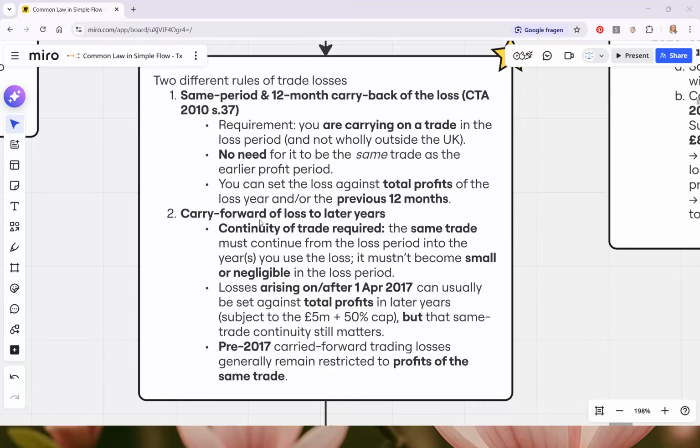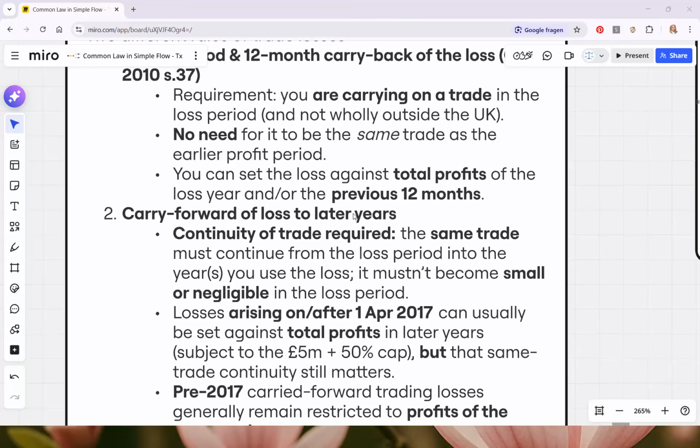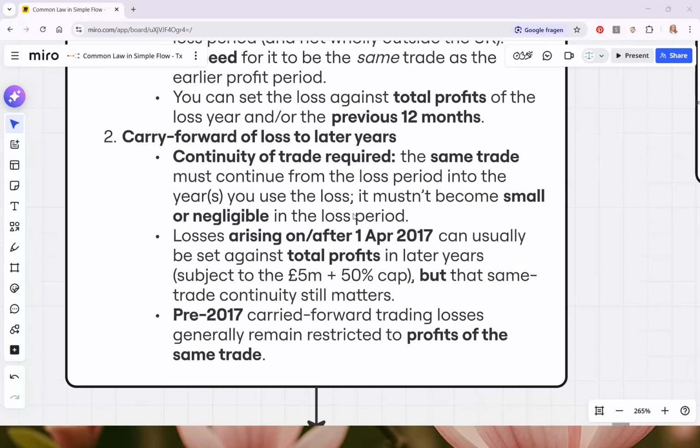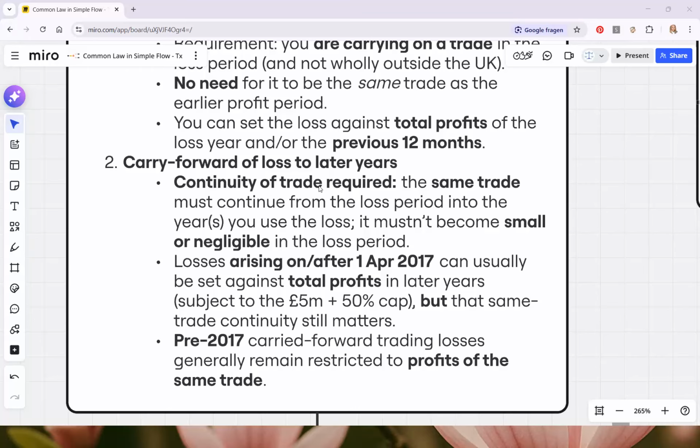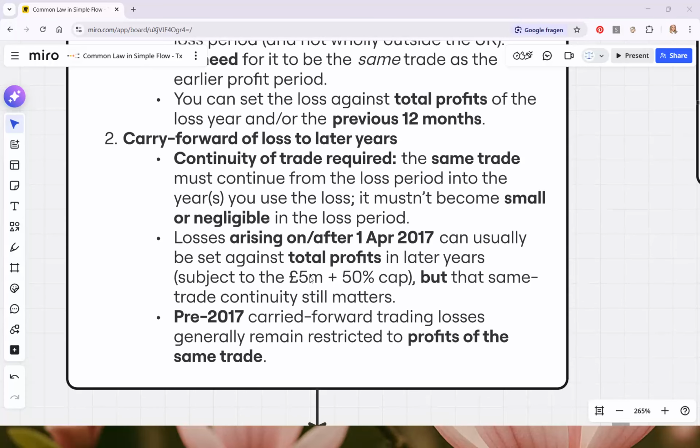The second rule is carry forward of the loss to later years. Here the requirements are a little bit strict. What are the requirements? It should be the same trade, and the trade must continue. The business must not stop or become tiny. The trade must still be real and active.